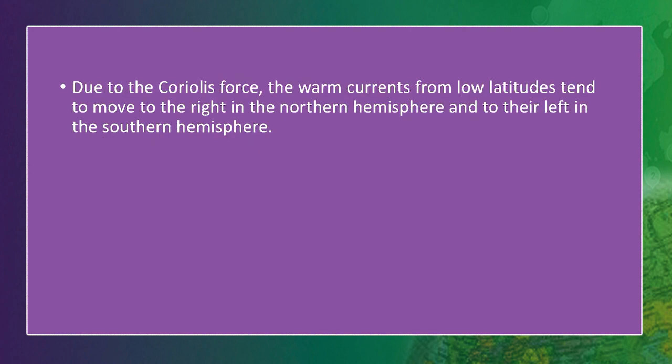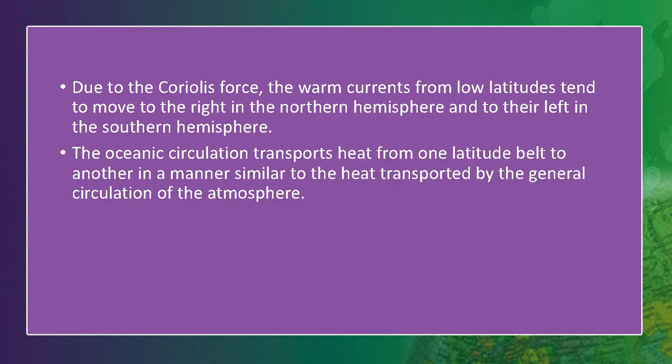Due to the Coriolis force, the warm currents from low latitudes tend to move to the right in the northern hemisphere and to their left in the southern hemisphere. The oceanic circulation transports heat from one latitude belt to another in a manner similar to the heat transported by the general circulation of the atmosphere.